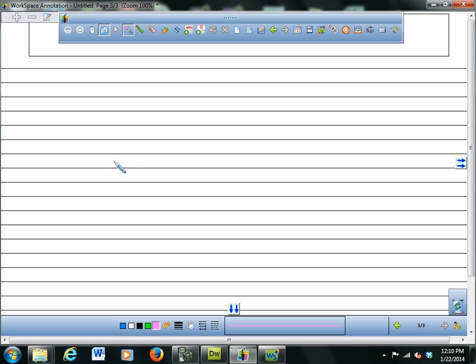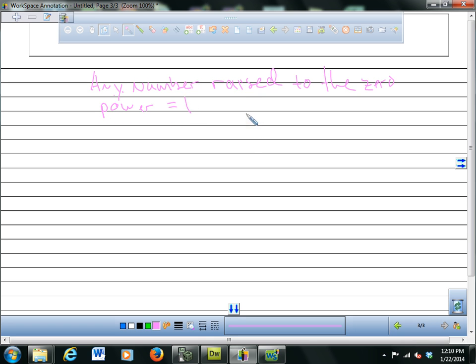Anything raised to the 0 power, any number raised to the 0 power, is 1. So another way to write that is a to the 0 is always equal to 1.